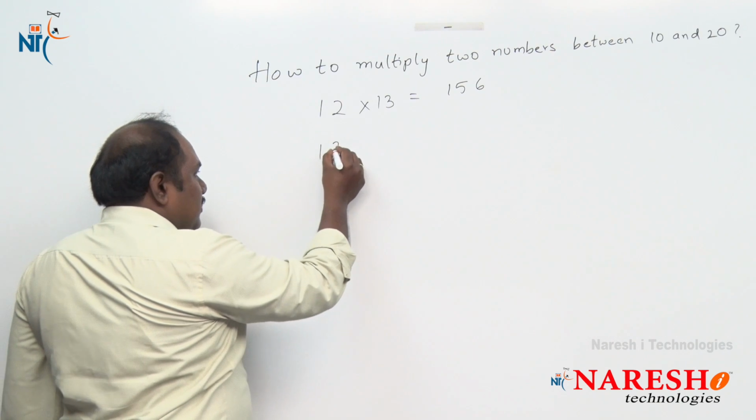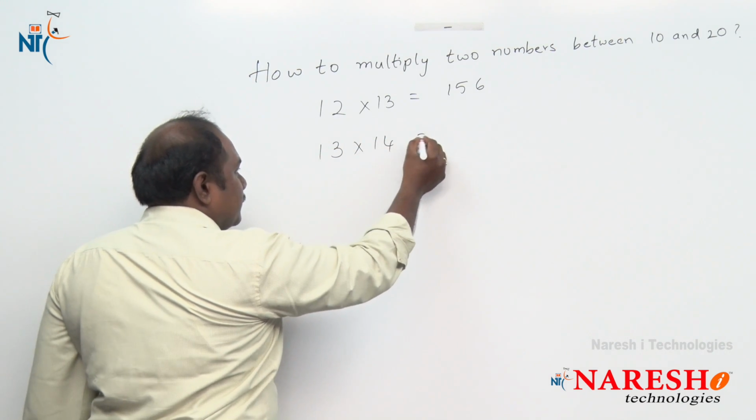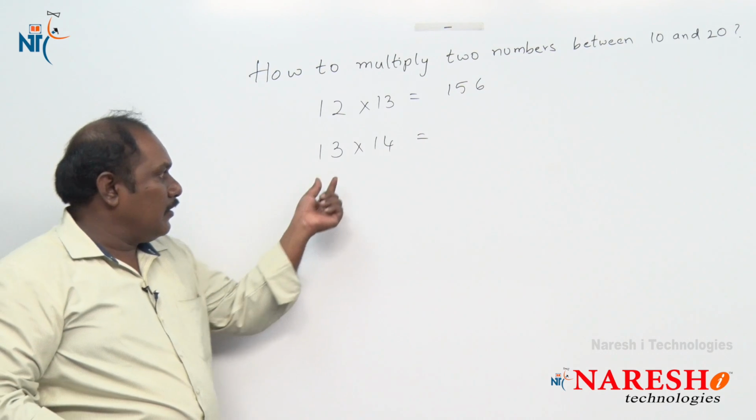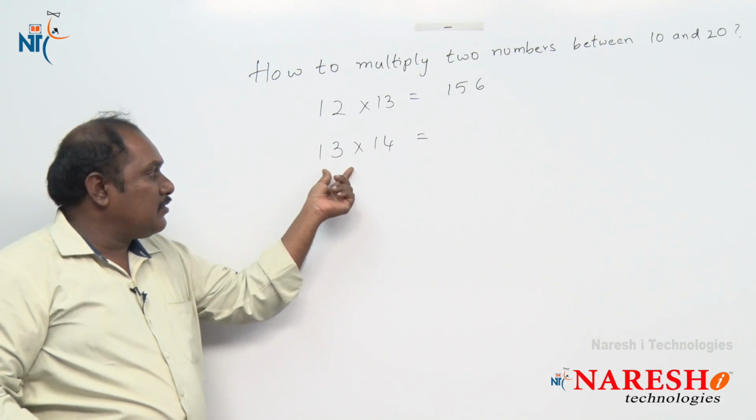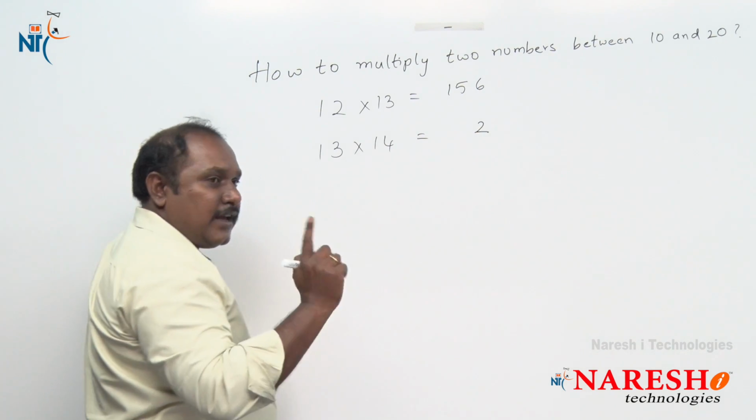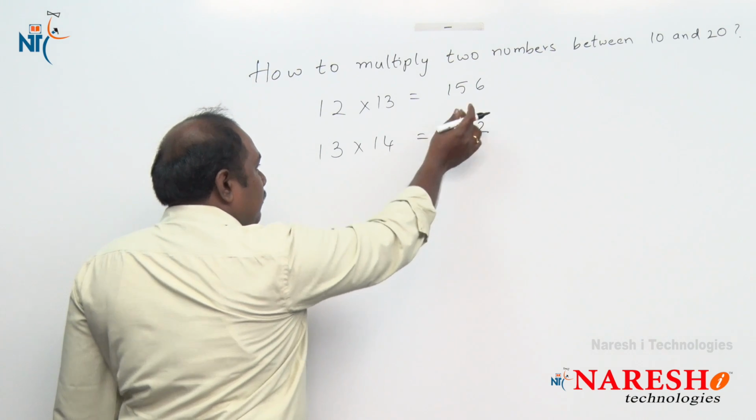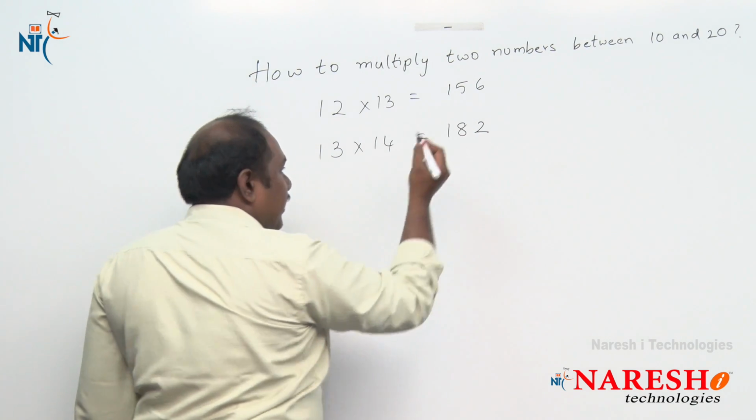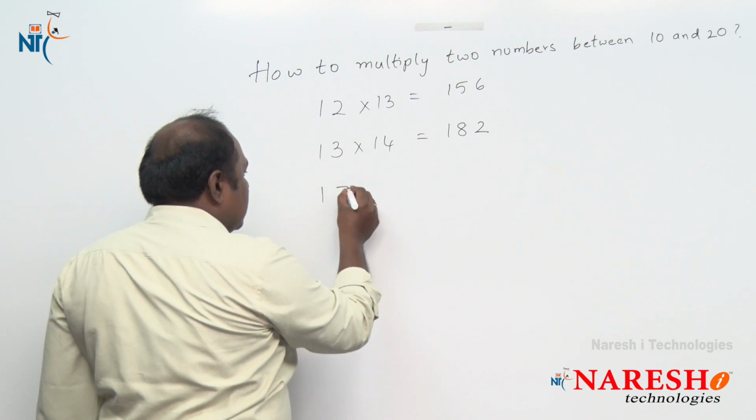Let's take some examples. Now I want to multiply 13 into 14. First step, multiply both the unit digits. 3 into 4, 12. 1 carry. 13 plus 4, 17 plus 1, 18. So it's 182.